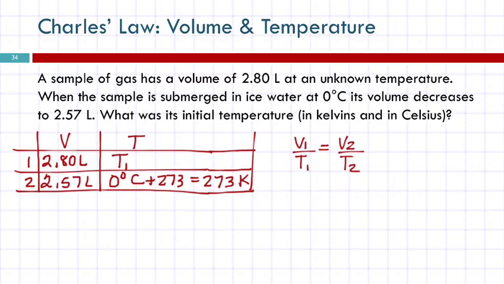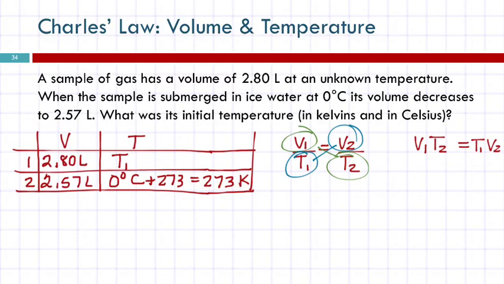So we're going to take, let's do a different color here. We're going to take the top of one side times the bottom of the other side, and that is going to equal the bottom of the first side times the top of the other side. That's cross multiplying. When we do that, we end up with V1 times T2 is equal to T1 times V2. We're solving for T1 because that's the blank in our table.